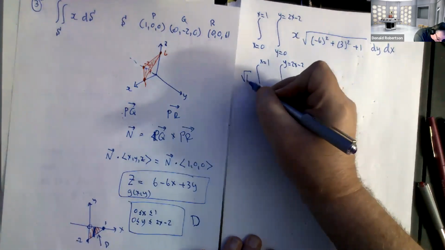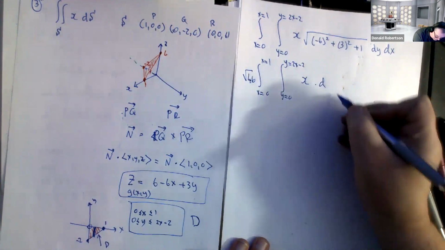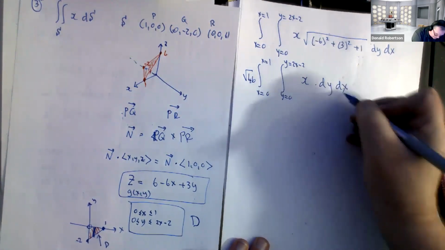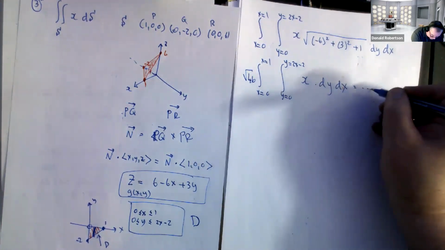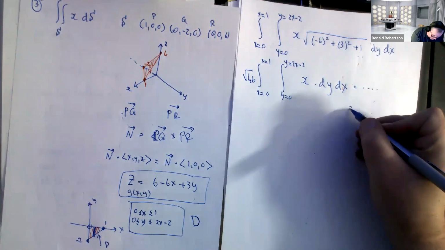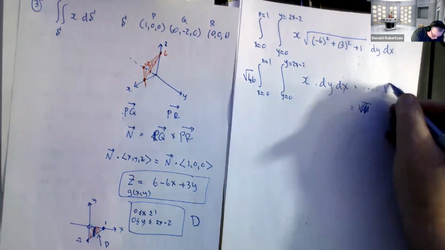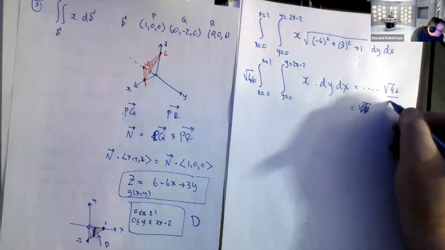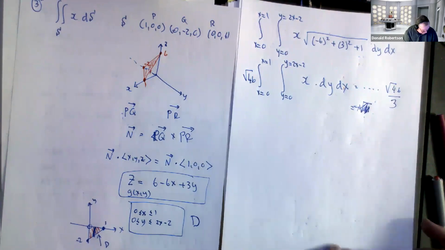The square root of 46 is not very interesting, so I'm going to pull it out and just do dy dx. And evidently, if you do it correctly, you get the square root of 46 over 3. And that's essentially the end of that one.